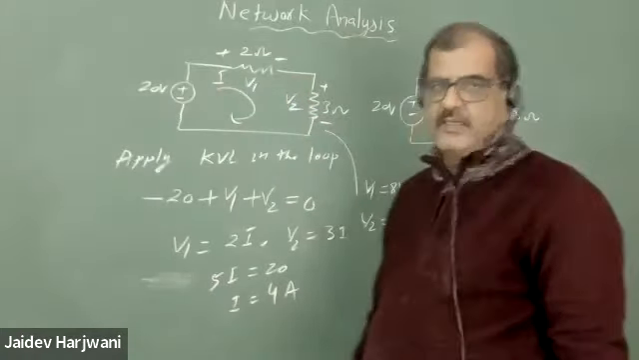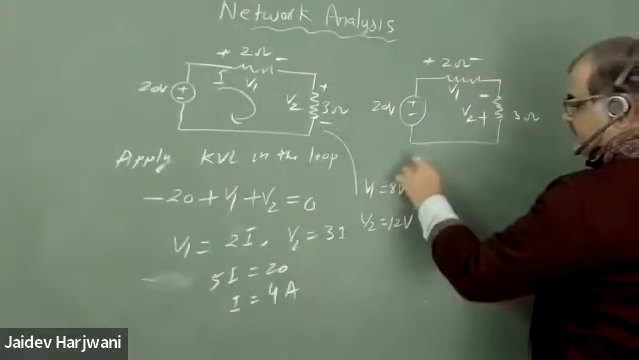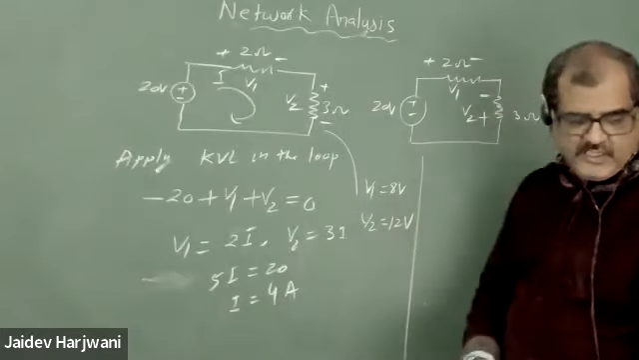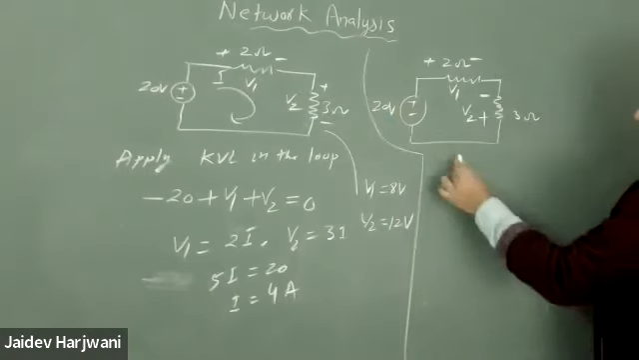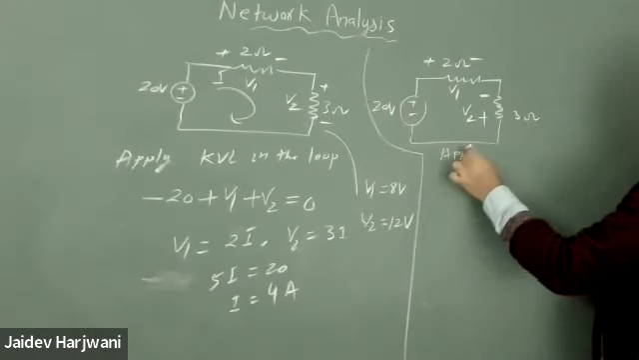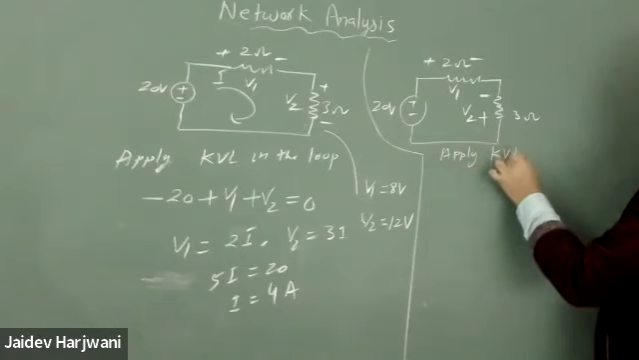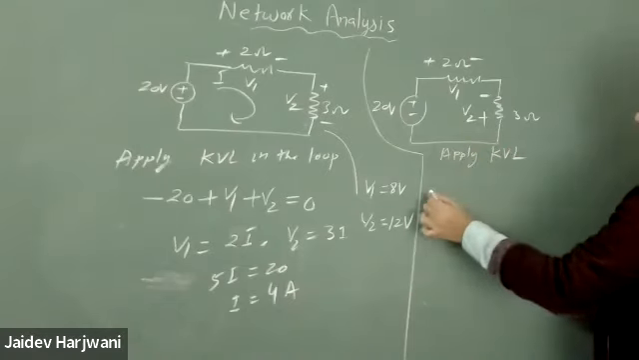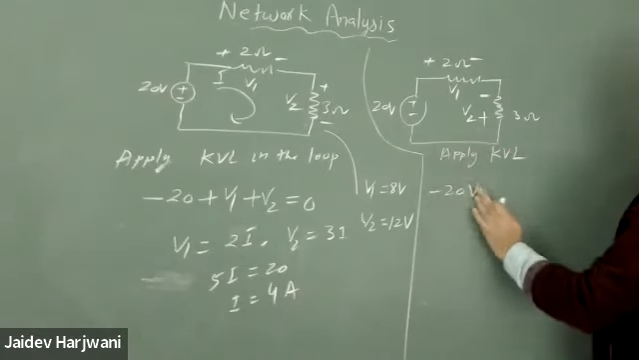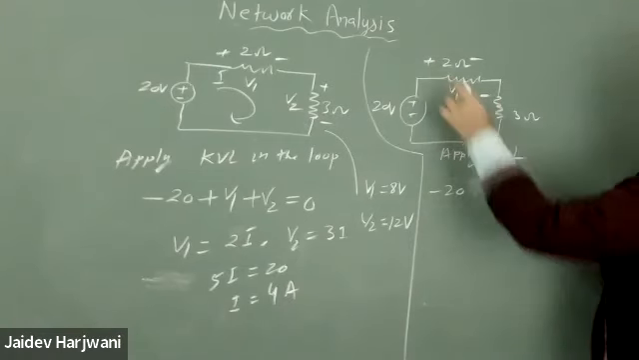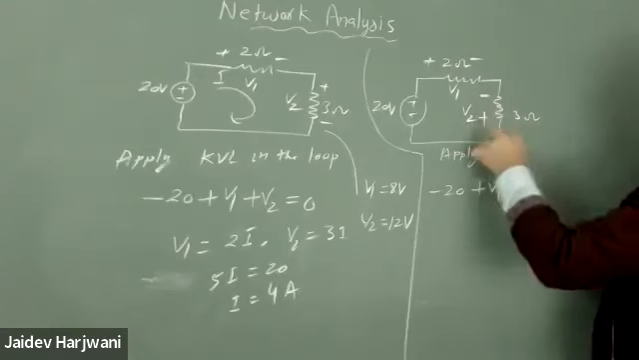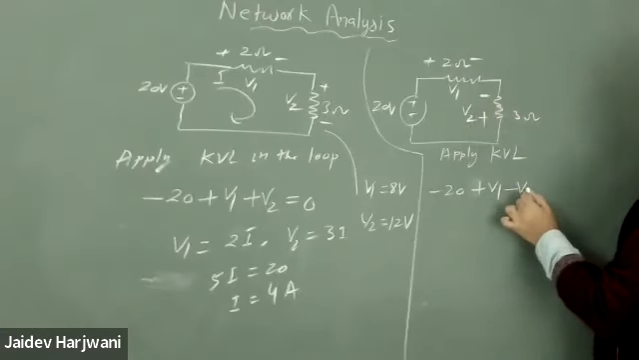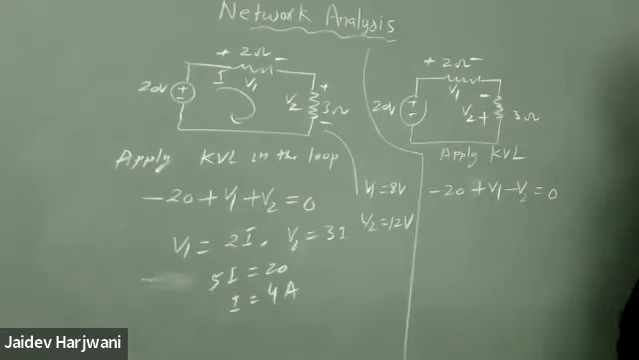Now let us see what happens here. How do you write equations here? Apply KVL. Again the same thing, you write minus 20. Here you're getting plus, so write plus V1. And here you're writing minus V2, so you write minus V2 equals 0.